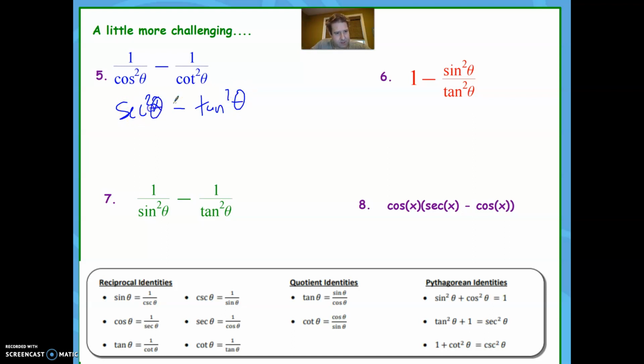I said x, but it's theta. It really doesn't matter what you use. You just want to stay consistent with whatever the question's using. And then if I look over here, secant minus tangent is 1. So the answer is just 1 using our Pythagorean identity.